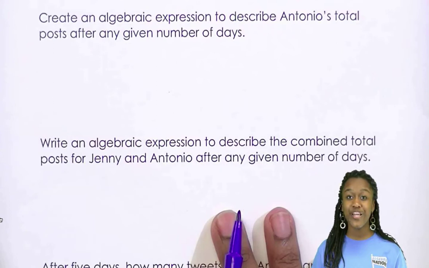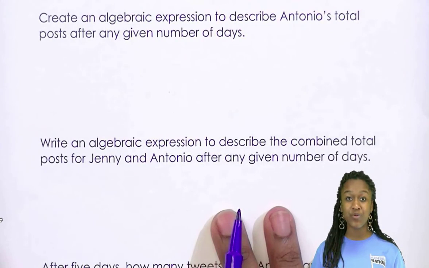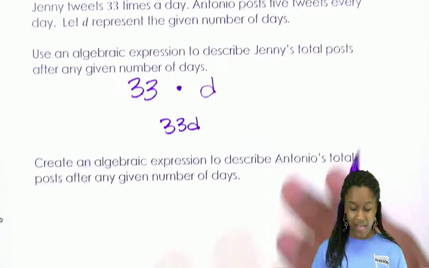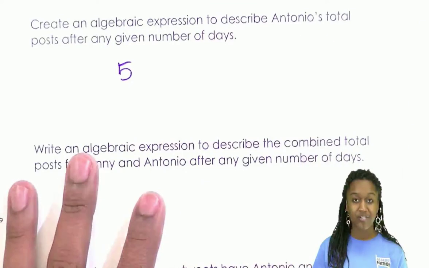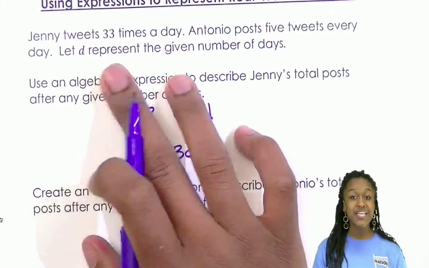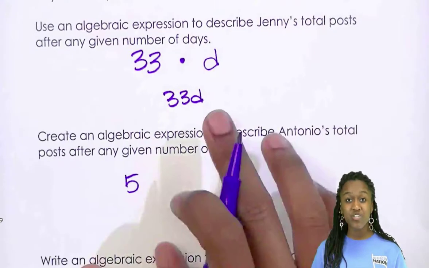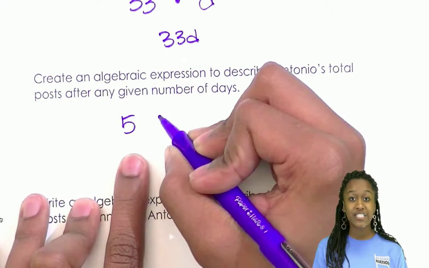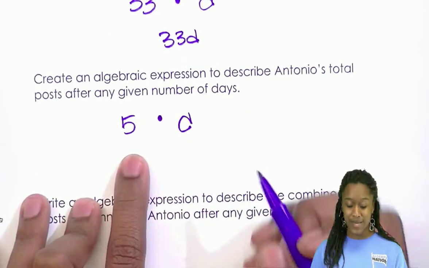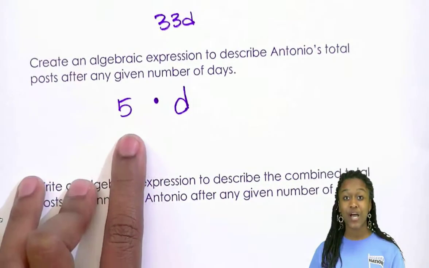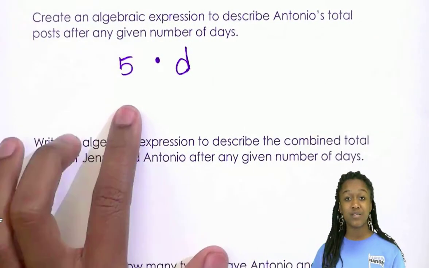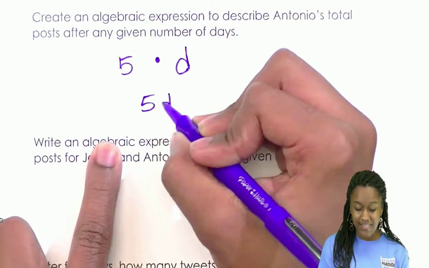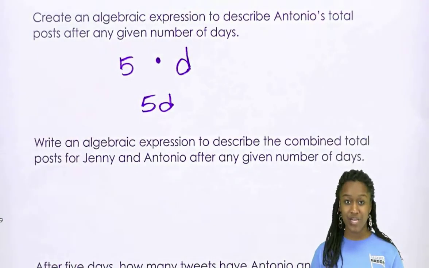Alright, so next we want to create an expression to describe Antonio's total posts after any given number of days. So Antonio posts 5 tweets per day, and we know that D represents any given number of days. So we're going to do the same thing that we did up here, right? We have 5 tweets per day, so we need to multiply 5 by D to help us get our total post number for any given number of days. We can also write this as 5 times D, that way.